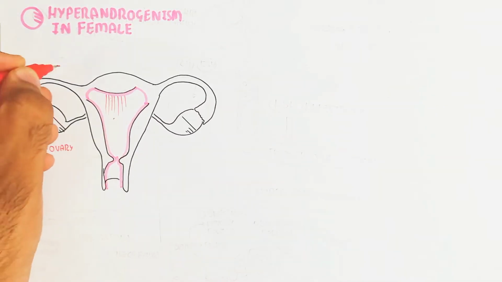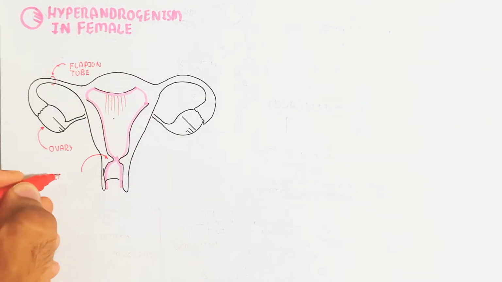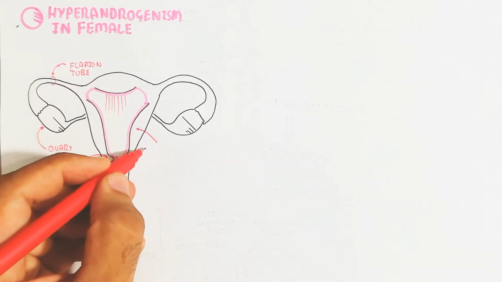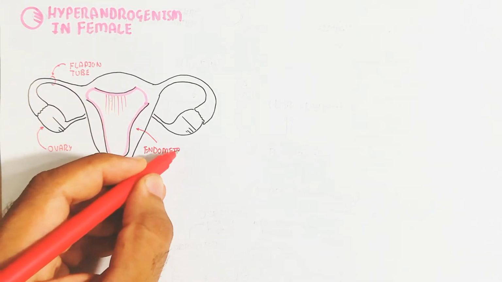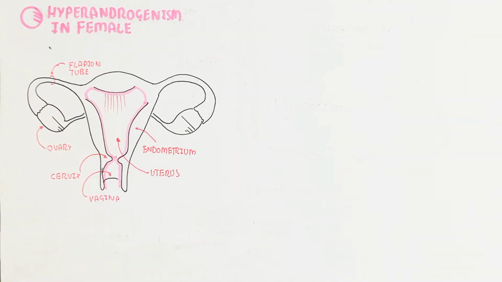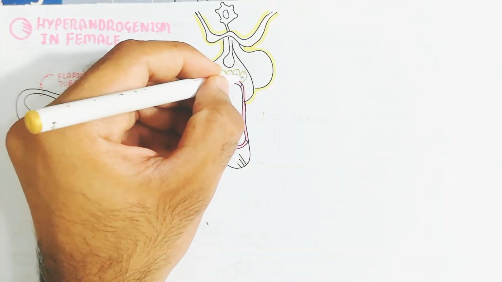Here is the ovary, fallopian tube, and this is the endometrium, and this is the cervix and vagina, and the uterus is inside. So a pair of ovaries, each connected to a fallopian tube, is present in the normal female.